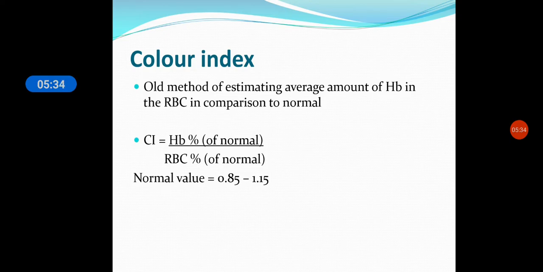Actually, I think it has not been included in this slide. So what is it helpful for? Basically, it tells you the degree of anisopoikilocytosis. What is anisopoikilocytosis? Variation in the size and shape of the RBC.